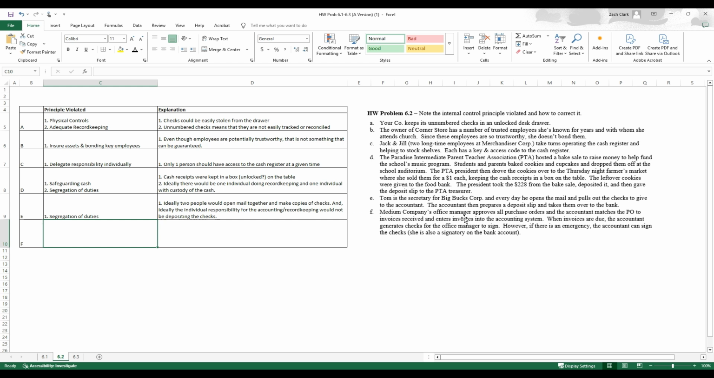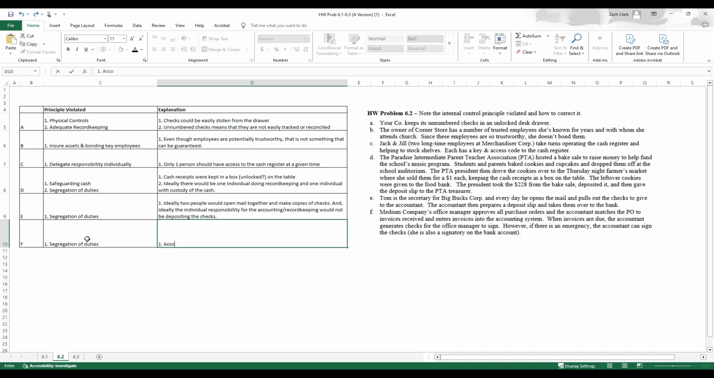Okay, last one, medium company's office manager approves all purchase orders, accountant matches the PO to the invoices received, enters invoices into the system. When the invoices are due, the accountant generates checks for the office manager to sign. However, if there's an emergency, the accountant can sign the checks. She's also a signatory on the bank account. Okay, so again, I think I'm just going to go with segregation of duties. I mean, that is really the thing we're getting at here with these problems.